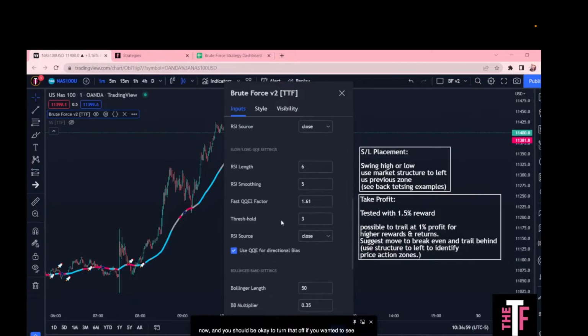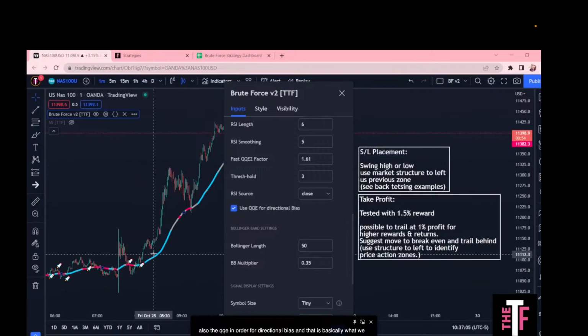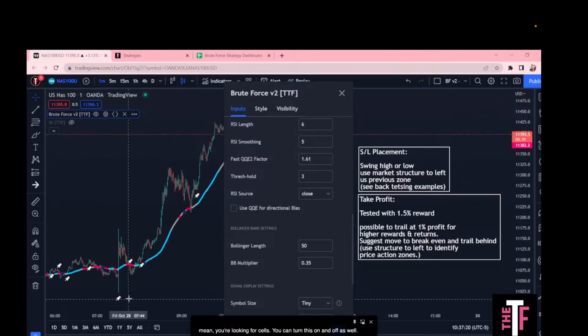The other thing that we do have in here was also the QQE in order for directional bias. And that is basically what we have coded in here with the colors. So when you see blue, it would mean buy. And when you see the little magenta color, that would mean you're looking for sells. You can turn this on and off as well. You can see some of our rocket ships changed there.